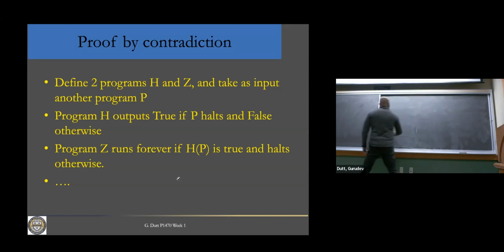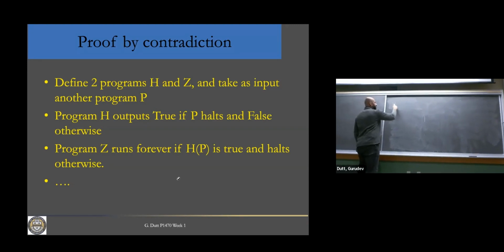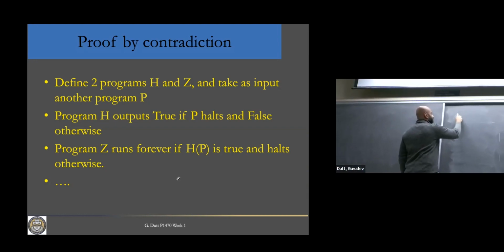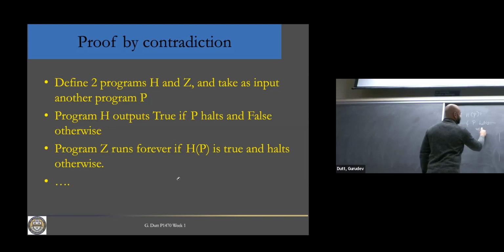Okay. So in some sense, I could write H of P in pseudocode if I want, right? So def H of P. Sort of Pythonish. If P halts, return true. Else, return false.